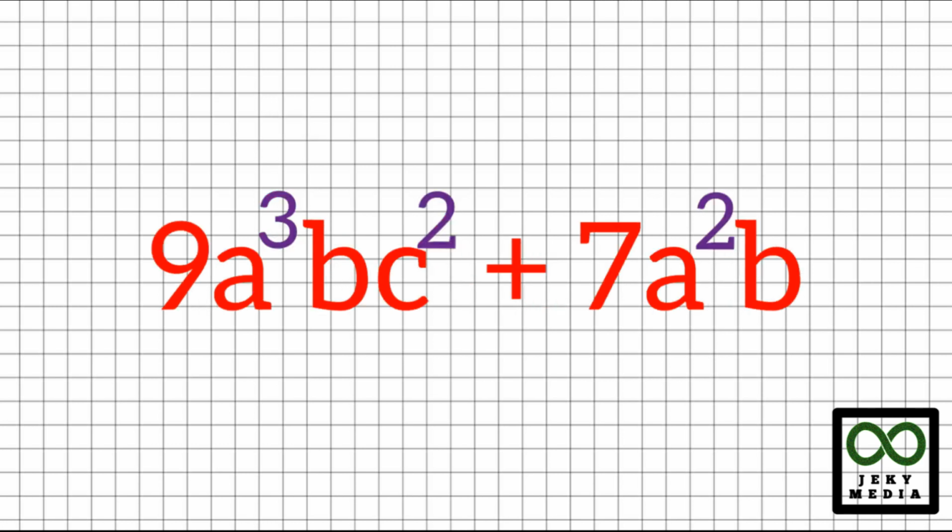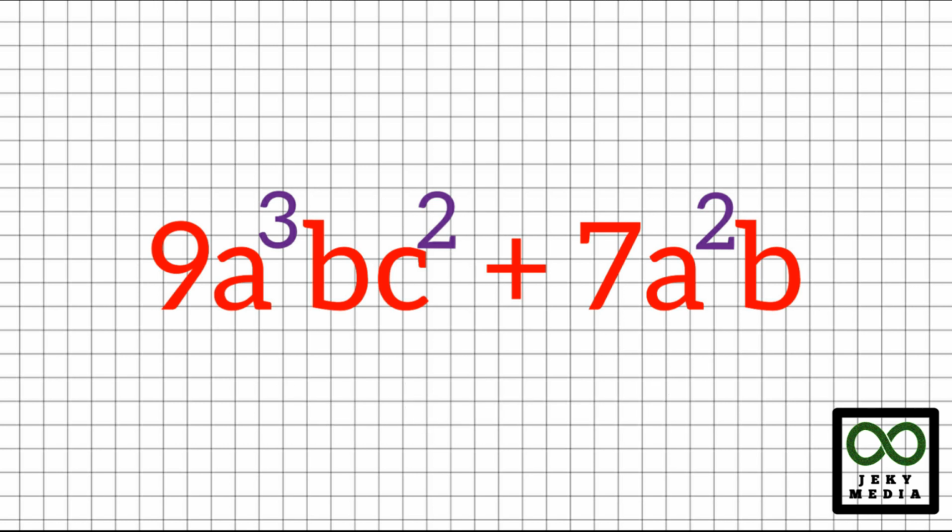And for a polynomial that uses different variables or indeterminates, just add all the exponents of the variables in each term, and see which term has the bigger sum. The bigger sum is the degree of the polynomial. For example, 9a cubed bc squared plus 7a squared b. In the first term, 9a cubed bc squared, the sum of the exponents 3, 1, and 2 is 6. The other term 7a squared b has the sum of exponents 2 and 1, which is 3. Therefore, the polynomial is in sixth degree.